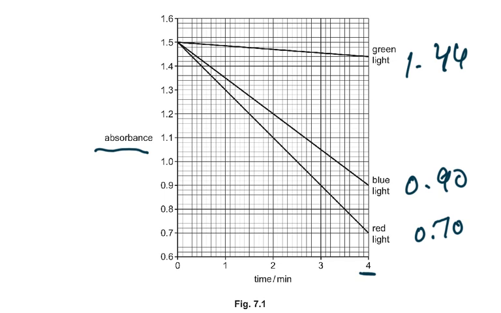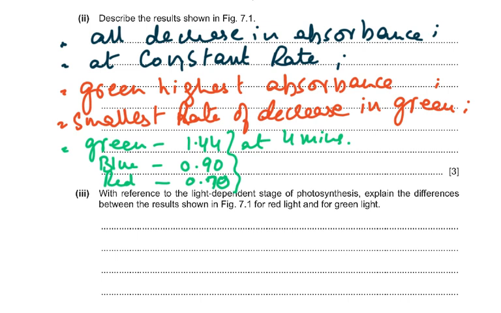So at 0 it was 1.5, and at 4 minutes it just decreased a little, to 1.44. So it had the highest absorbance. Then blue light, red light, and you can see in the graph how the absorbance is different for all three different wavelengths of light. So all decrease in absorbance at a constant rate, green has the highest absorbance and the smallest rate of decrease, green 1.44, blue 0.90, red 0.70 at 4 minutes.